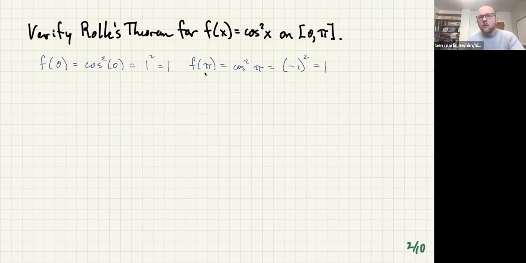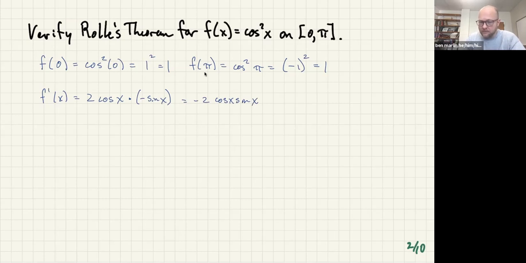So since those two things are equal, somewhere between 0 and pi, there has to be a point so that f prime will turn out to be equal to 0. So f prime on this, we'll say 2 times the cosine of x, because the power rule says when you take the derivative of a square, you'll get 2 times the thing. But then the chain rule says you also have to put in the derivative of that cosine. And so we have minus 2 cosine x sine x, and we want to set that equal to 0.